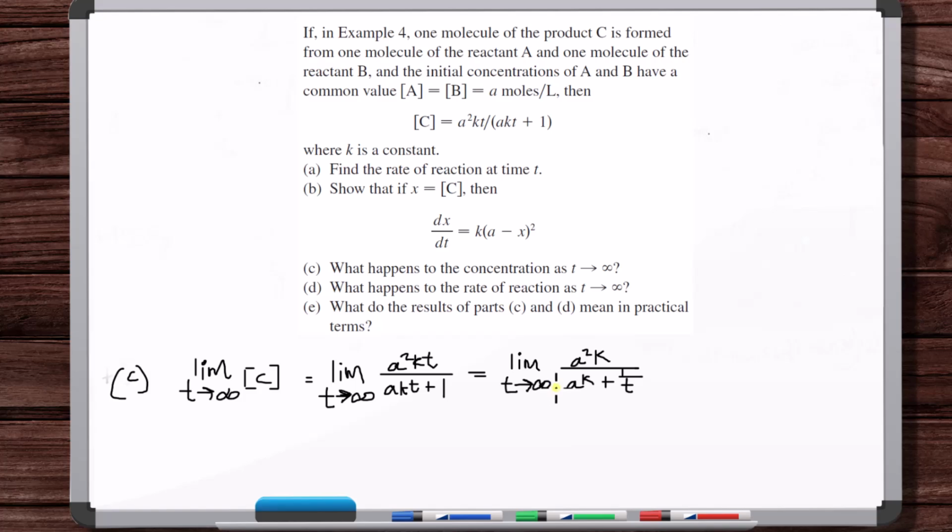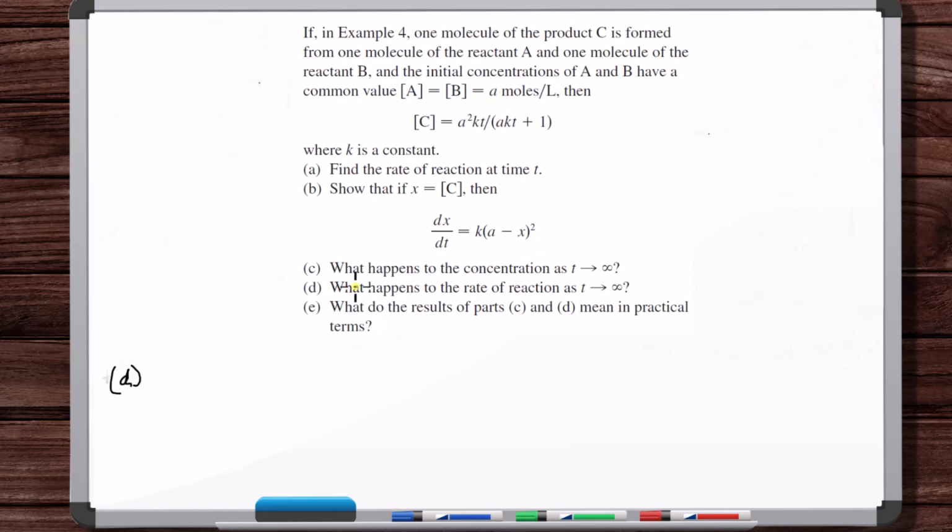Now, we think about plugging in infinity. This goes to 0. So what does this limit go to? This goes to a squared k over a k. Interesting. The concentration of C approaches the initial concentrations of A and B. What happens to the rate of reaction as t approaches infinity?